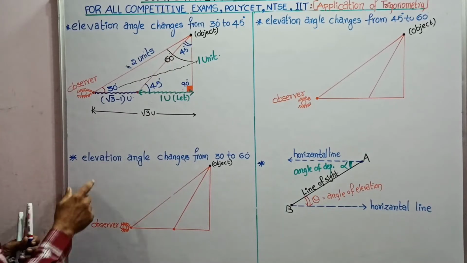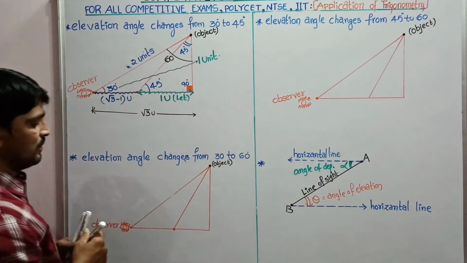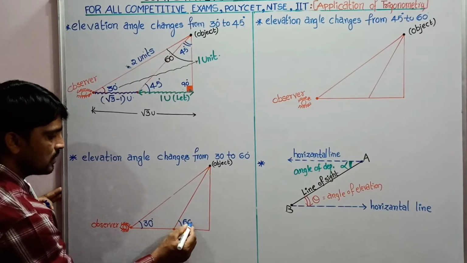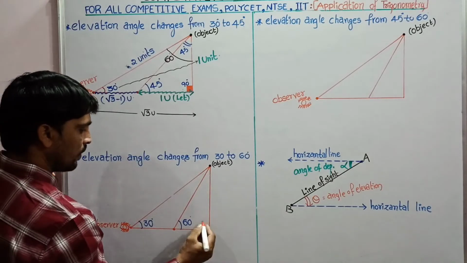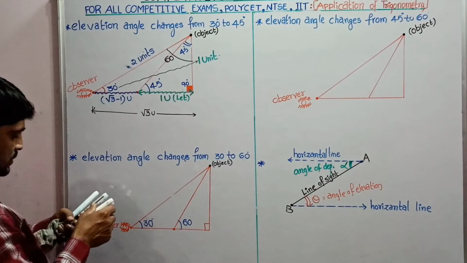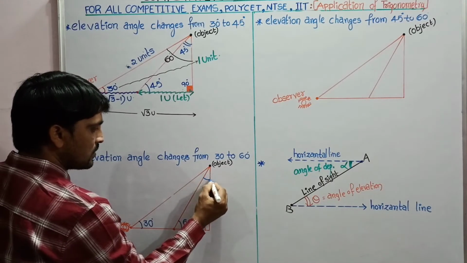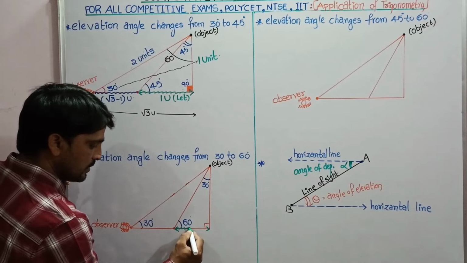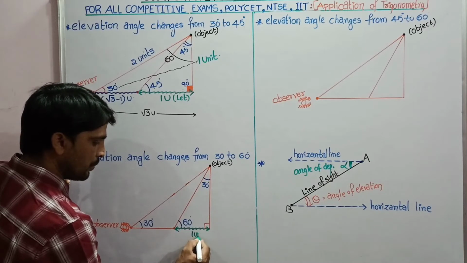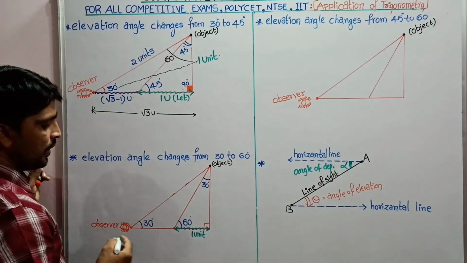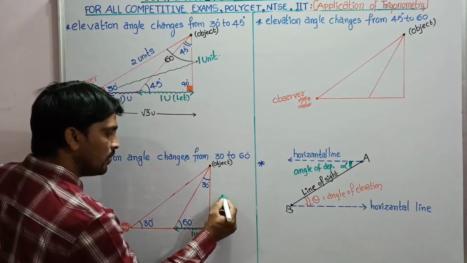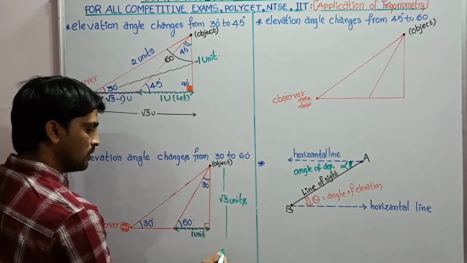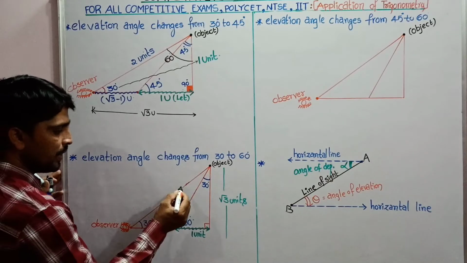Next, consider the angle of elevation changes from 30 to 60. The angle of elevation first is 30 degrees and after some time it changes to 60 degrees. This is the right angle. Then consider the smaller angle. This angle is always 30 degrees. Always take this distance first of all. Let us assume this distance is 1 unit. This is our assumption. Then the side opposite to 60 degrees becomes root 3 units in the smaller triangle. Now consider the bigger triangle.